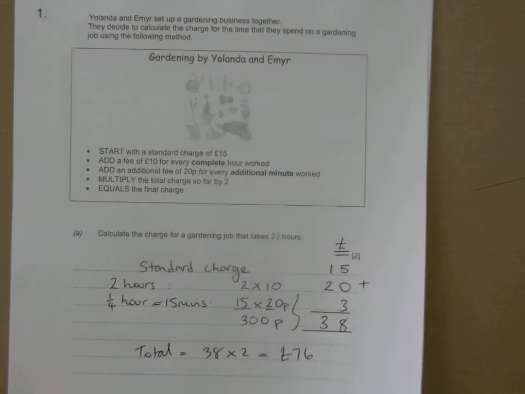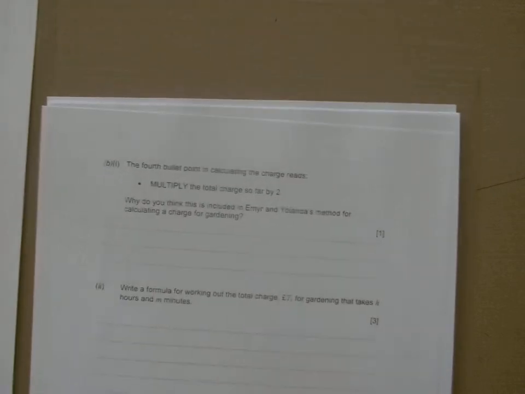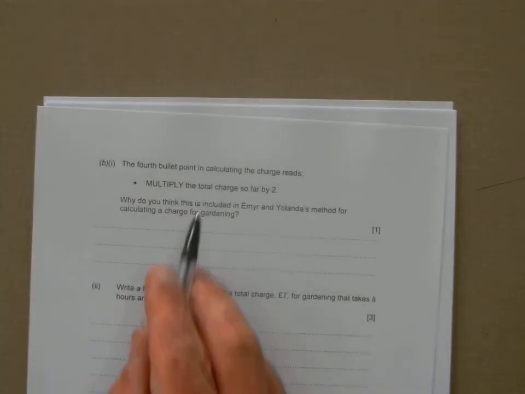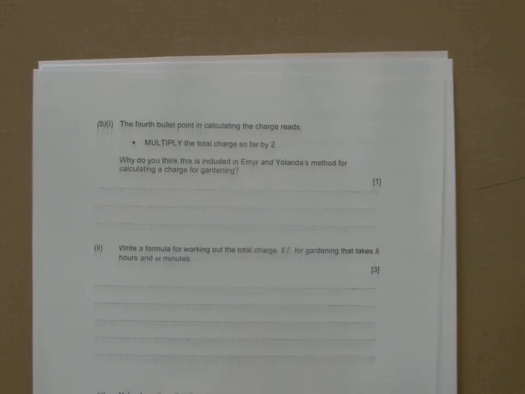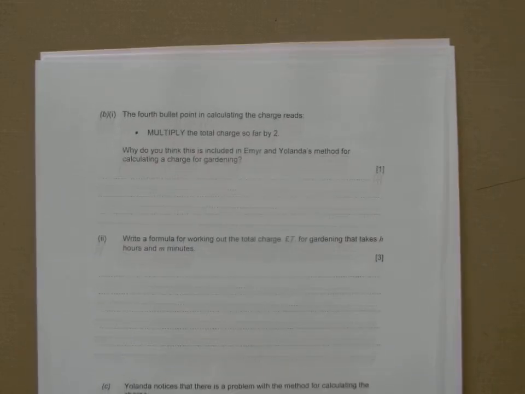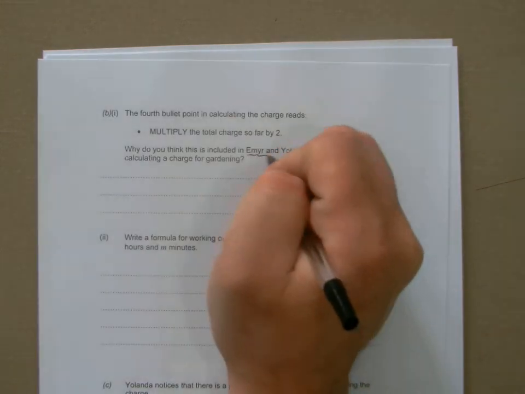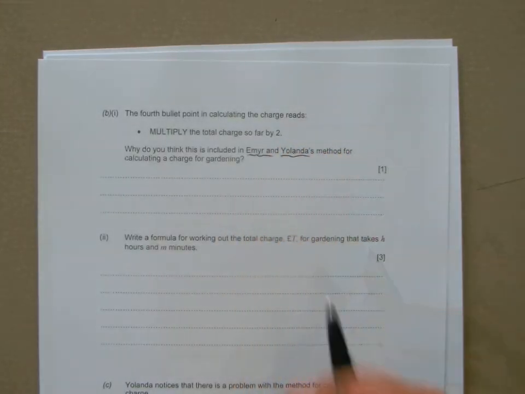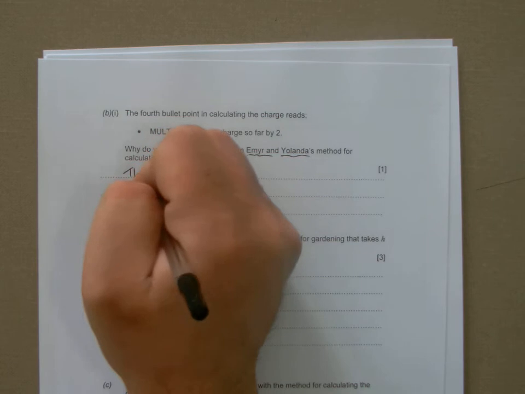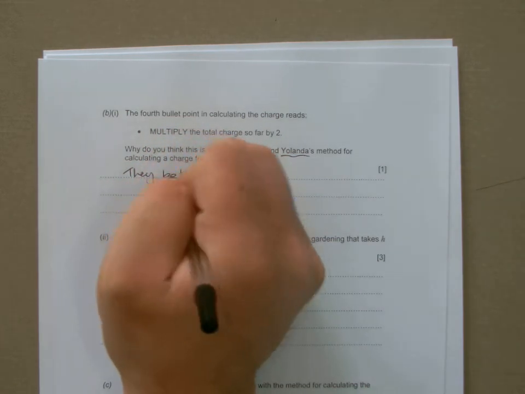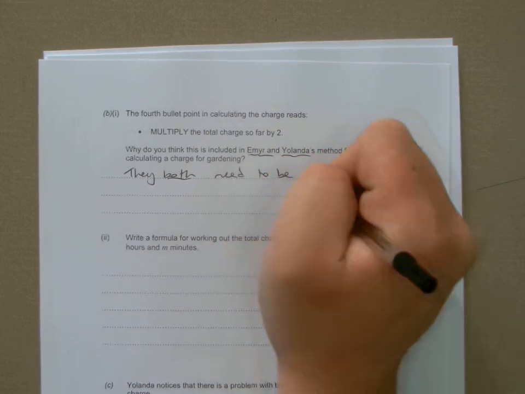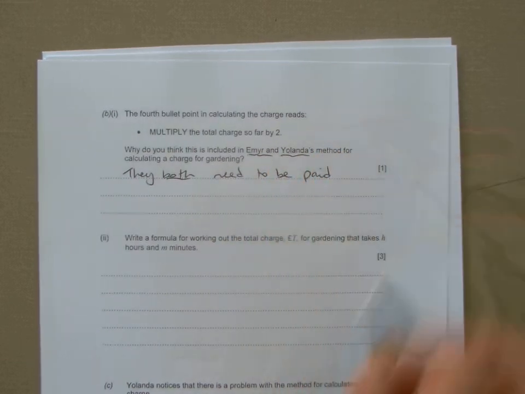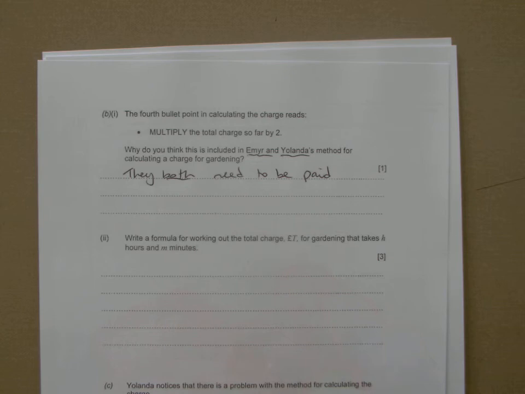Now, in part B, it says the fourth bullet point in calculating the charge reads multiply the total charge so far by 2. Why do you think this is included for Emyr and Yolanda? Well, I think the fact is there are 2 of them, so they both need to be paid for the work, and that's why we times it by 2.